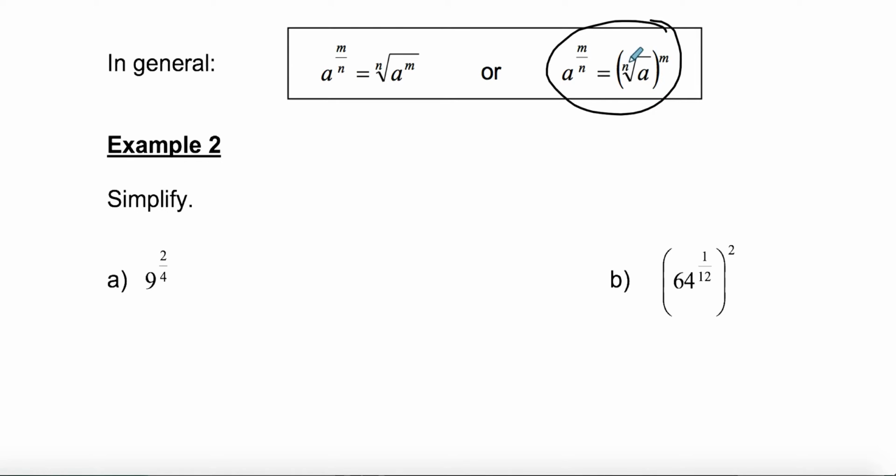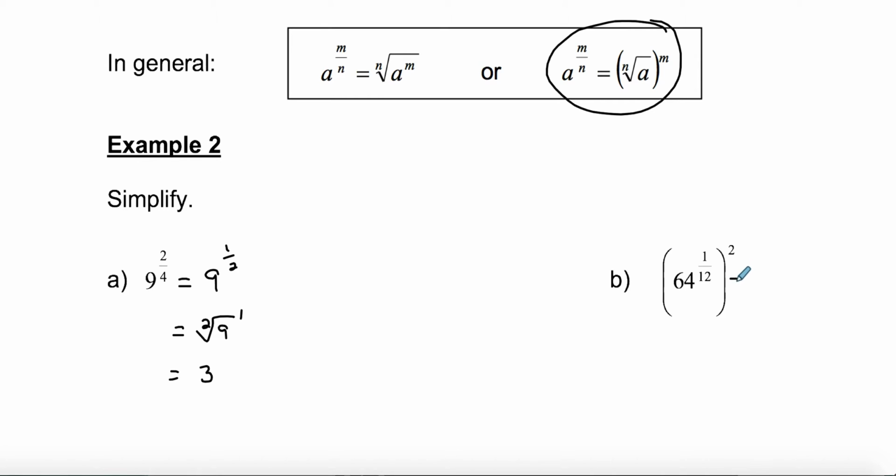And I tend to write it outside. I'd much rather find the nth root of a first and then raise it to that exponent m, which is an easier way to find your answer. So a few of these, it's just about what kind of math is making sense to you. 2 over 4, hopefully you make that just 1 over 2 because you can write it in lowest terms. And that's just asking you for the square root of 9 to the exponent 1. And I do tend to write that exponent on the outside. So that's just 3 to the exponent 1, which is just 3.